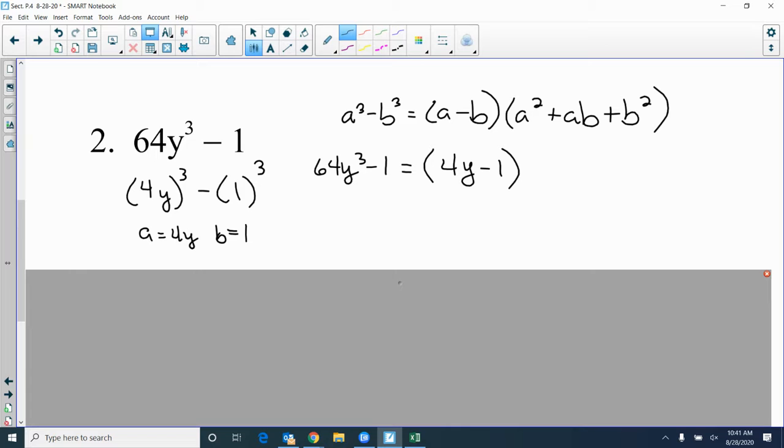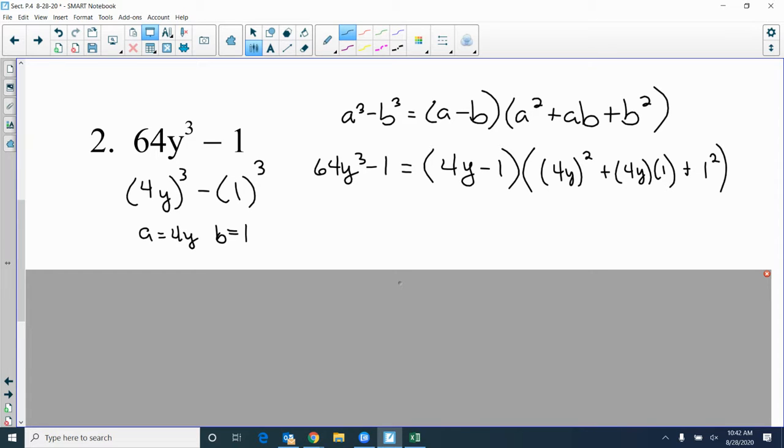This next one is where if you make a mistake, you're going to make it. What goes where a squared is? What will be at that spot? What is it? 16y squared. Okay, now I'm not going to write it this way all the time, but here's what's going on. Whatever your a value is, you are squaring that whole thing. So it's really 4y quantity squared plus, what's a? 4y times 1 plus b, which is 1 squared.